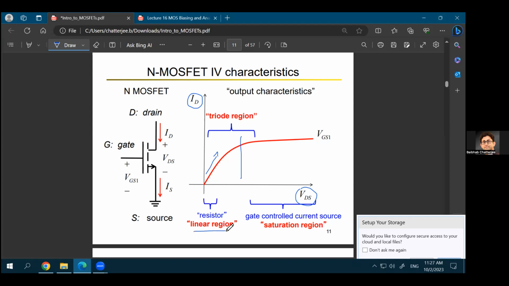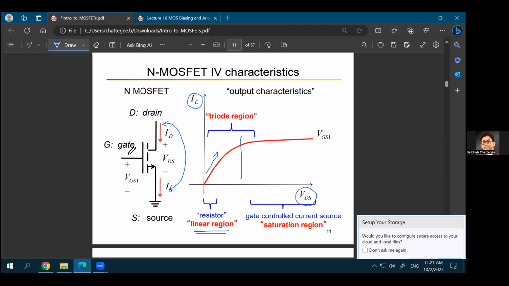So that's called the linear region or the resistor region, because the MOSFET works like a linear resistor. It just works like a resistance: you apply a voltage across it, you get the equivalent amount of current. According to Ohm's law, your current will be almost linearly proportional to the voltage that you apply across it. Because the voltage applied across the device is the drain to source voltage in this case, that's your x-axis.